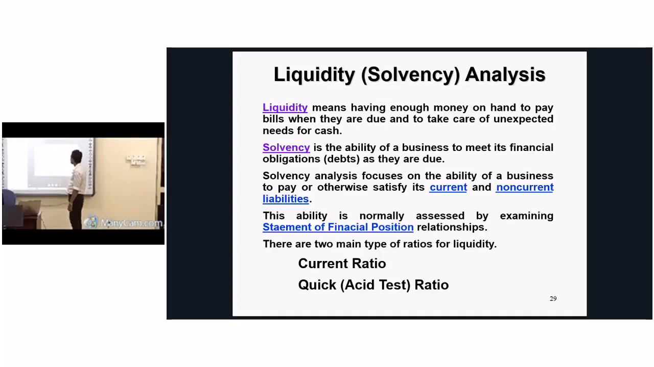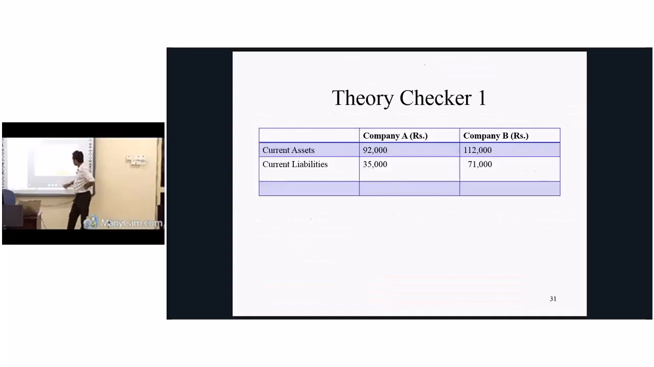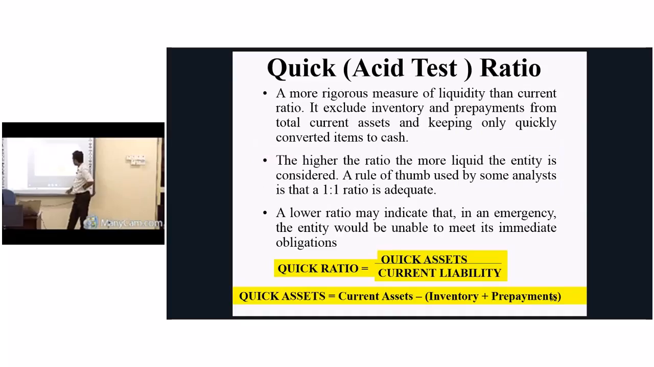Liquidity, solvency, current ratio. I don't want to explain these now. One by one, already you have learned. Therefore, no need. Current ratio is done. Current assets to current liabilities. Hope you know how to calculate it. What is rule of thumb relating to current ratio? What's the meaning of current ratio?